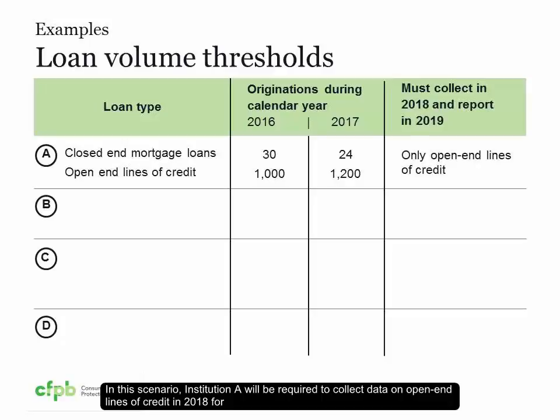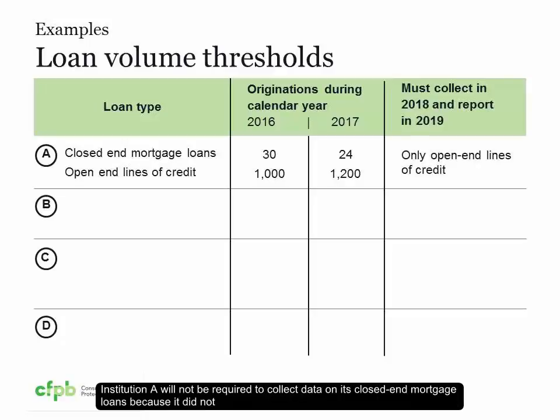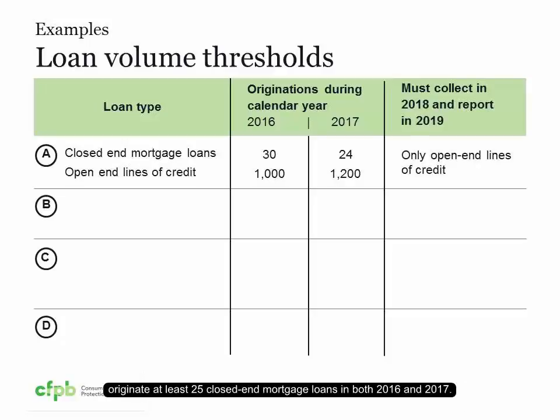Institution A will be required to collect data on open-end lines of credit in 2018 for submission in 2019 because the number of open-end lines of credit it originated in both 2016 and 2017 exceeded the threshold of at least 100. Institution A will not be required to collect data on its closed-end mortgage loans because it did not originate at least 25 closed-end mortgage loans in both 2016 and 2017.